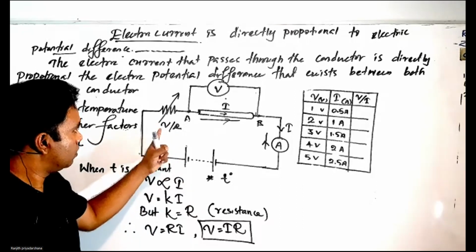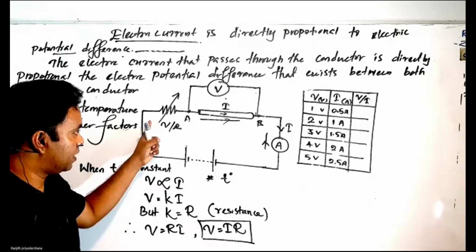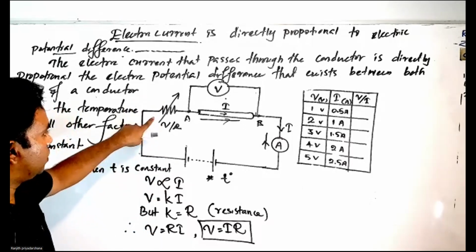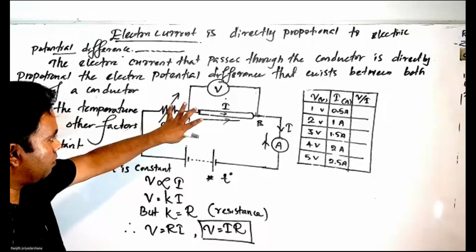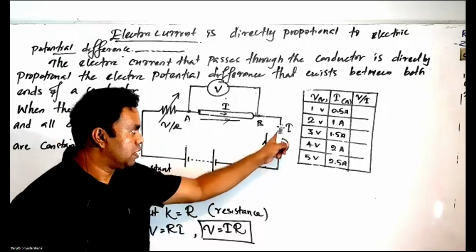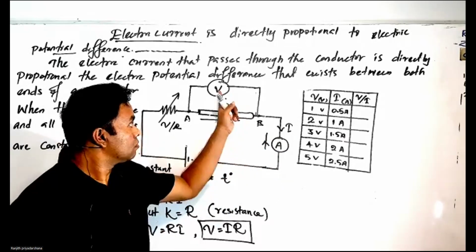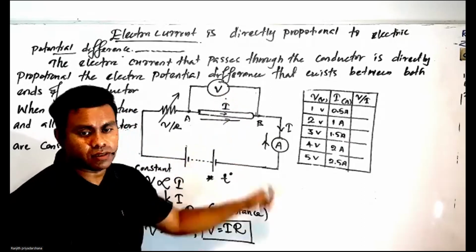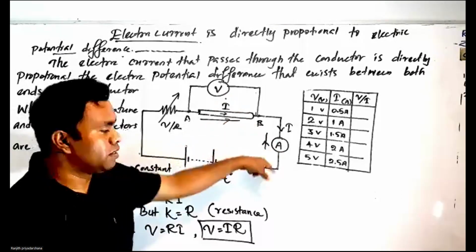You have to draw this correctly, so this will appear in the exam. You have to mention this variable resistor. This is a must. You cannot leave anything out. You have to measure the electric current, so you have to connect this ammeter in series. Voltmeter: you know the way of connecting a voltmeter in parallel.